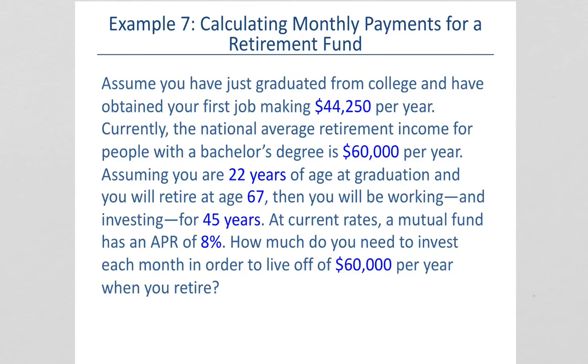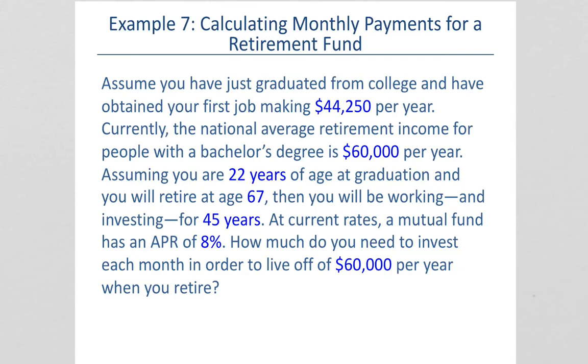In example 7, assume you have just graduated from college and have obtained your first job making $44,250 per year. Currently, the national average retirement income for people with a bachelor's degree is $60,000 per year. So, in other words, you're wanting to retire and get $60,000 every year after you retire.